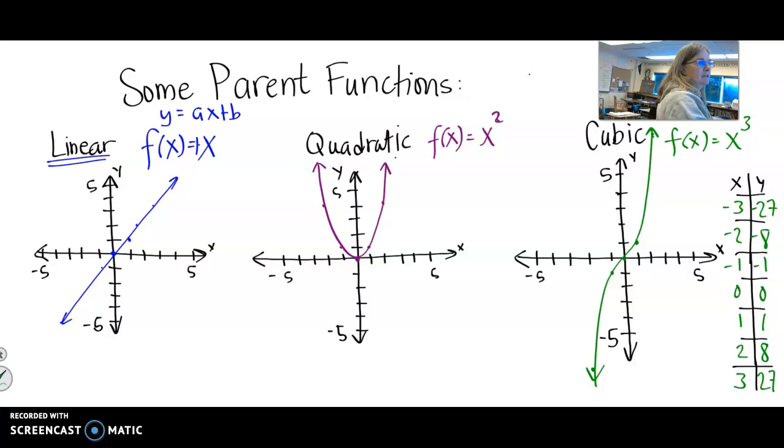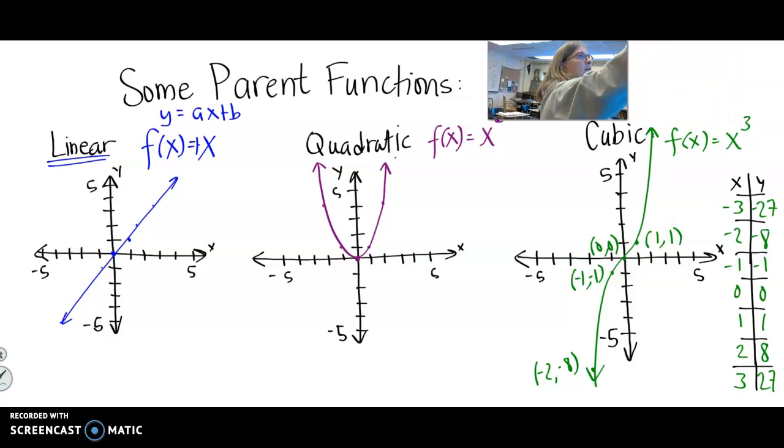So let's actually throw a couple of these coordinates on here. And so when we do transformations, if you know those coordinates, it's going to make it a little bit easier to graph the transformations. All right.